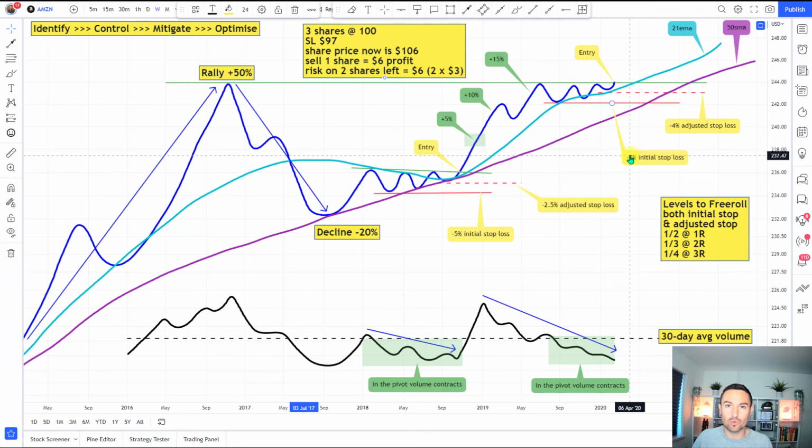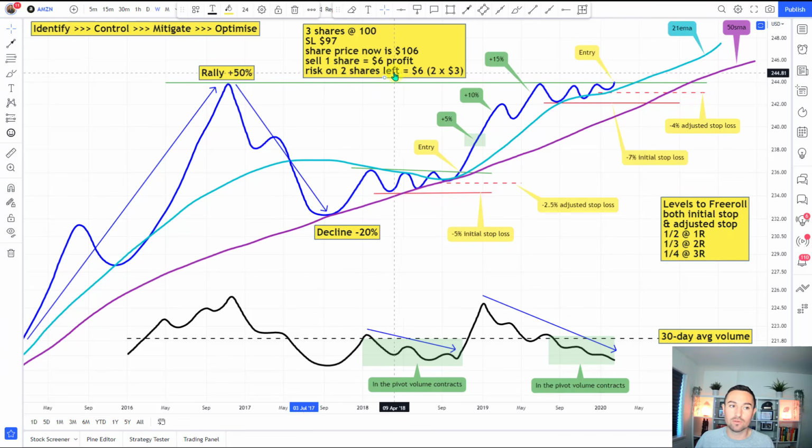So to save me typing it in and you hearing the keyboard, I've done an illustration to show you what selling 1/3 at 2 times your stop loss looks like in terms of the math. This is a little different because these figures aren't matching up. Imagine we bought 3 shares at $100 and our stop loss was at $97. If we got a 2R move, the share price would now be $106. If we sell one of our 3 shares at 106, we've locked in $6 profit.